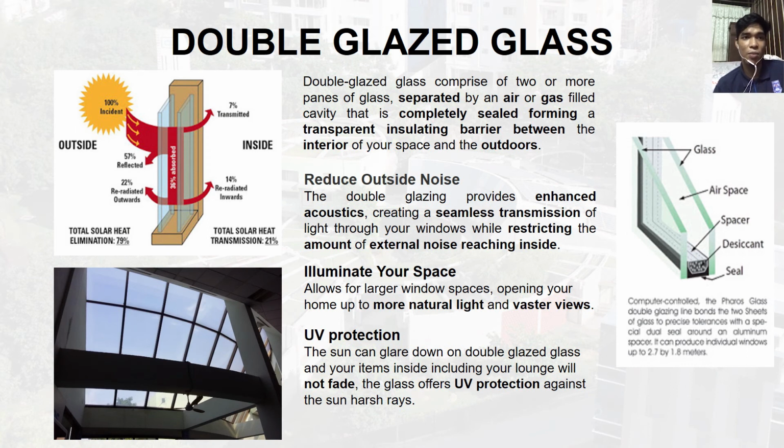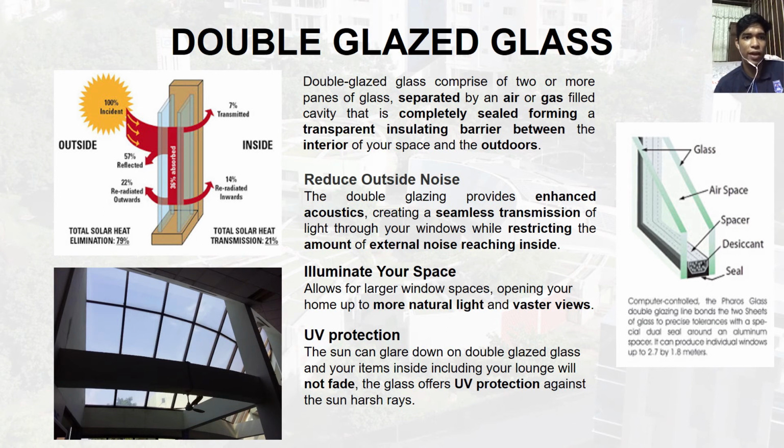Double glazed glass is comprised of two or more panels of glass, each separated by an air or gas filled cavity that is completely sealed, forming a transparent insulating barrier between the interior of your space and the outdoors. As you can see in the picture that I put here, there are gaps between the first glass and the second glass. The gap is filled with air or gas, and the function is to reduce outside noise.